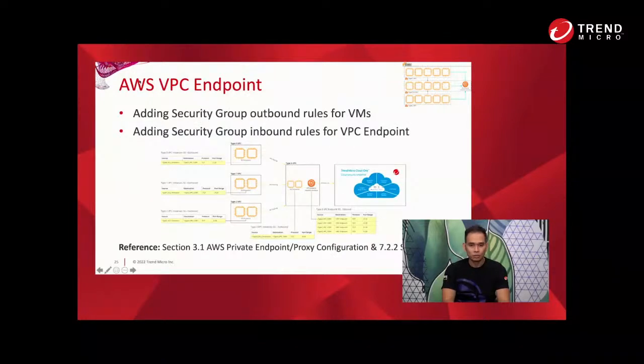Two points to note when creating the security groups. One is to ensure that the security group outbound rules for the EC2 instance point to port 3128. You also need to ensure that the security group inbound rules for the VPC endpoint listen on port 3128 from the various VPCs. The same diagram shown here in the slides can also be found in the AWS documentation, section 7.2.2.